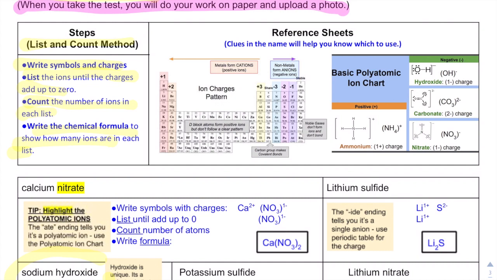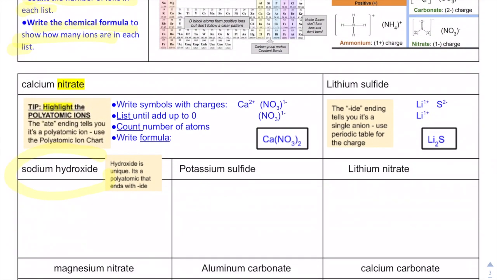And for this, on the test, you will get to use these two reference sheets, the ion charges on this table and the basic polyatomic chart. There are 2 examples done for you, but let's just walk through them. And these tips might help you.